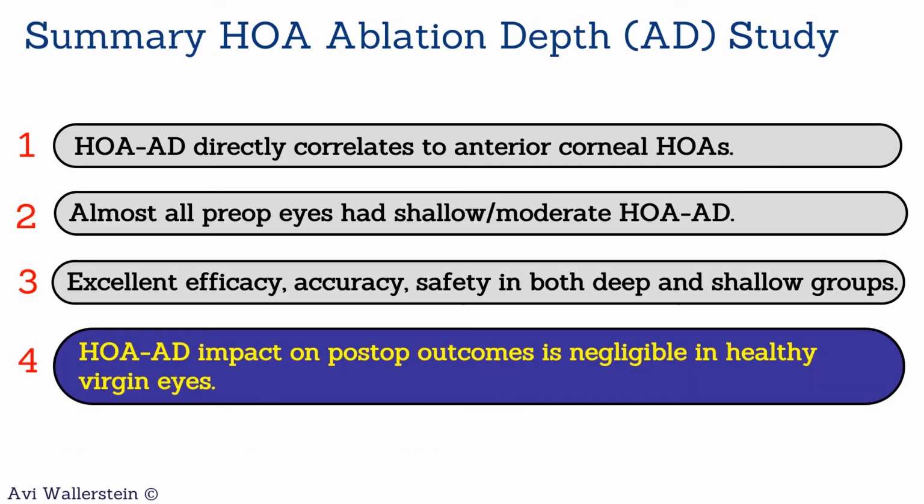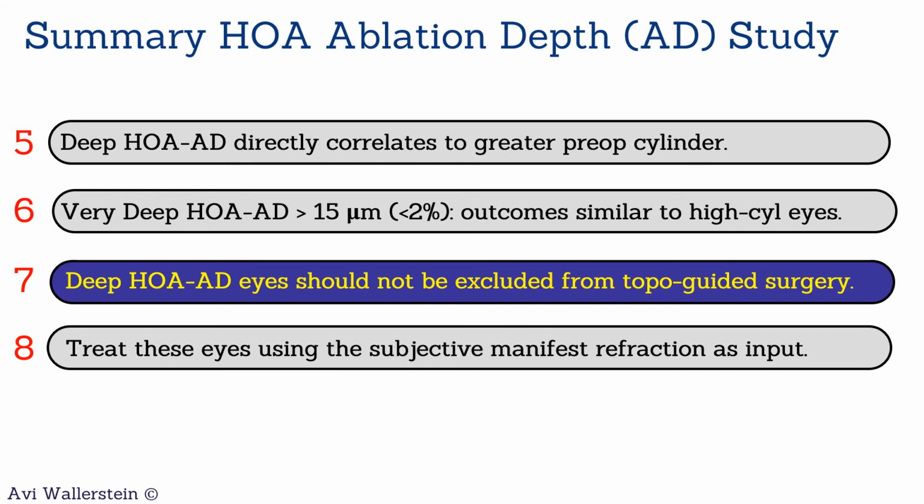In summary, HOA ablation depth directly correlates to anterior corneal HOAs. Almost all pre-op eyes had shallow to moderate depth. We found excellent efficacy, accuracy, and safety in both deep and shallow groups, and the impact of HOA ablation depth on post-op outcomes is negligible in healthy virgin eyes. Deep HOA ablation depth directly correlates to greater pre-op cylinder. Very deep eyes showed lesser outcomes, but were similar to what is seen with higher pre-op cylinder eyes.